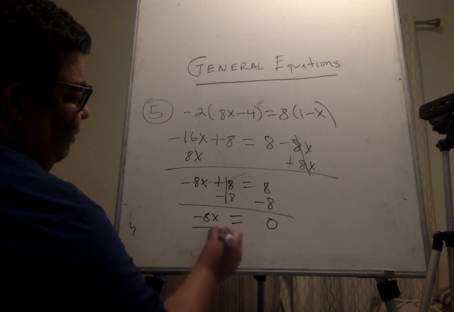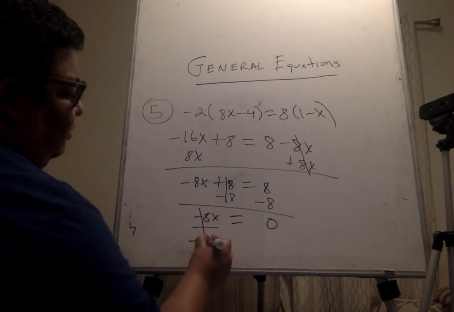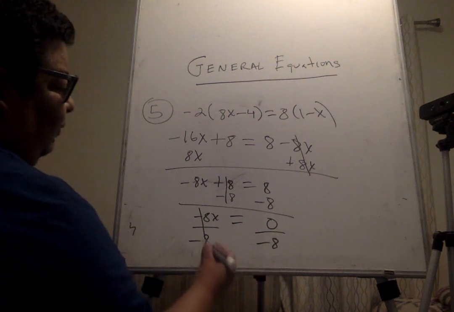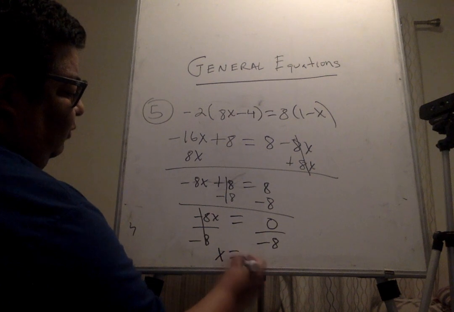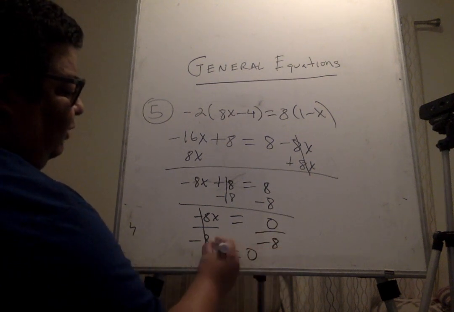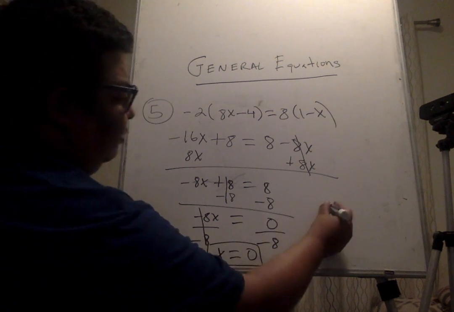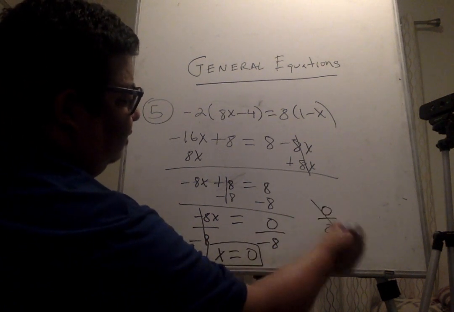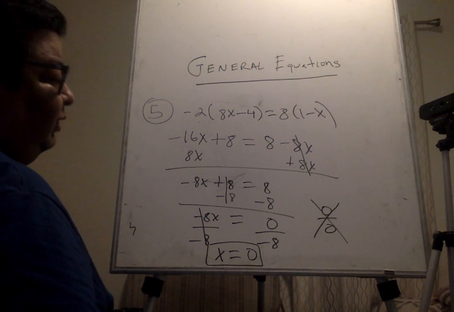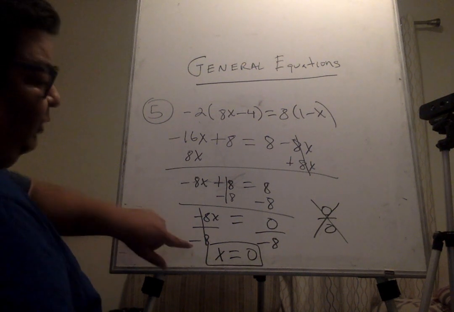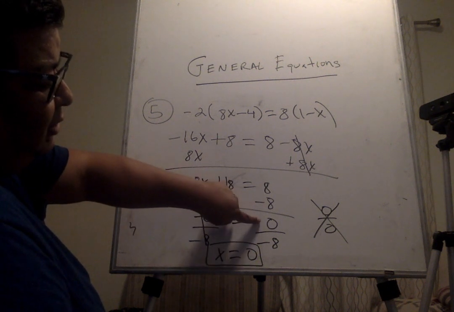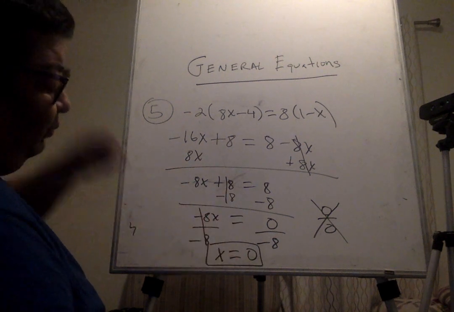The final step is to divide by negative 8. This cancels. We divide by negative 8. So x equals 0 over any number, which is 0. So the final answer is 0. Never do 0 over 0. That's not possible. Never do it. So the final answer is x equals 0. So 0 divided by any number is always 0.